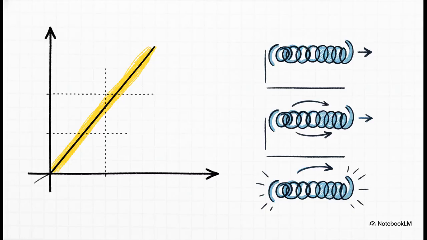The first part of the story is this initial straight line. This is the elastic region. Down here, stress and strain are perfectly proportional. If you double the stress, you get double the strain. That relationship is called Hooke's law. And if you remove the force anywhere in this region, the material snaps right back to its original shape, no problem. This is the rubber band's happy place.